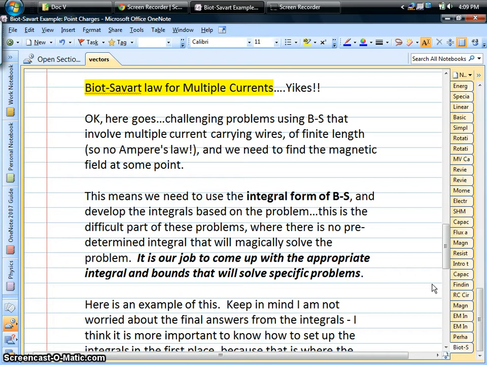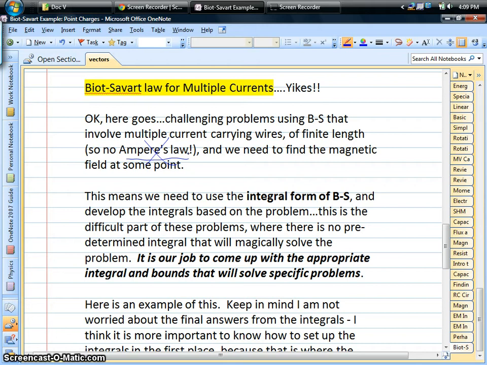Unfortunately, we start to lose some of the symmetries that we get when you have a so-called long wire with a current, that's when we can use Ampere's law. In this case, Ampere's law is not going to work for us. Okay, when you have ends. Things get weird when you have ends.